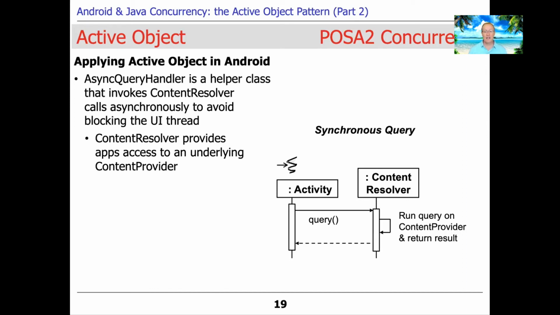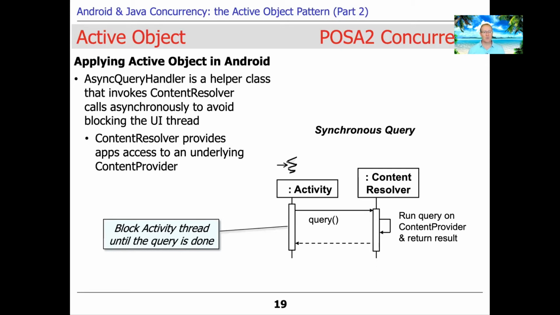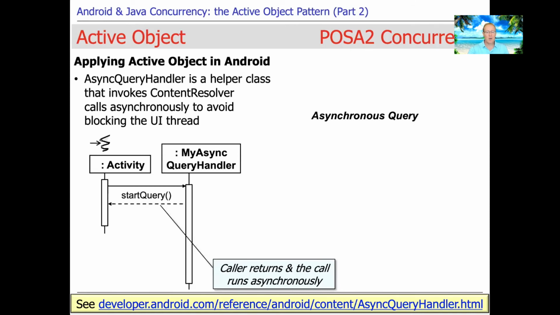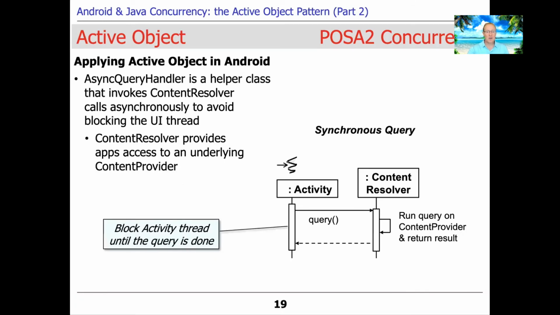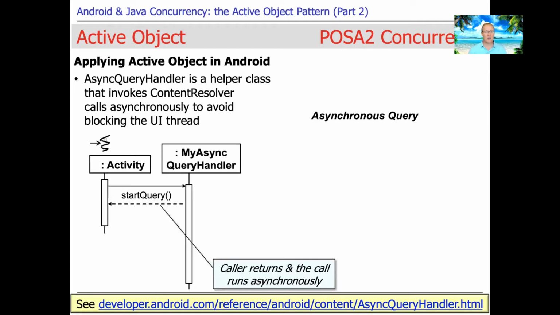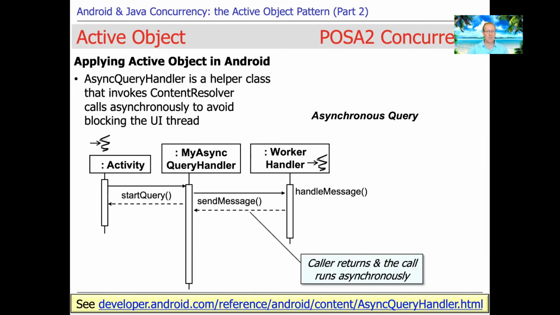So you can do a query. The query will be run in the background and a result comes back. And in this particular case, the activity thread will be blocked until the query is done. We don't want to do synchronous communications, however, because that will end up blocking the user interface thread. So the alternative way to do this is to use the AsyncQueryHandler and provide asynchronous queries. And so what happens here is that the user interface thread will do a query on the AsyncQueryHandler, which will return right away, and the call will actually run asynchronously, so the user interface is not blocked.